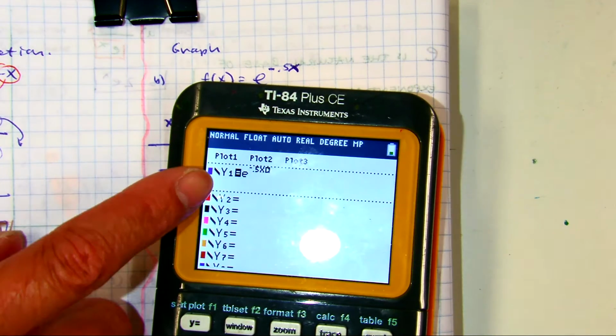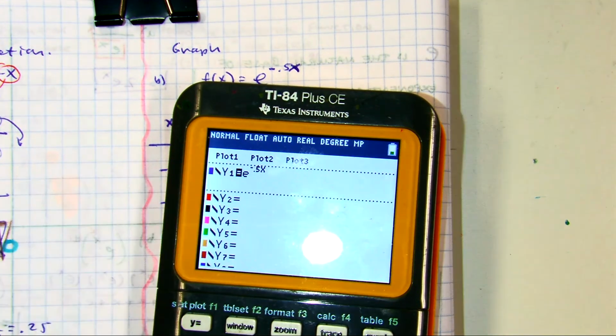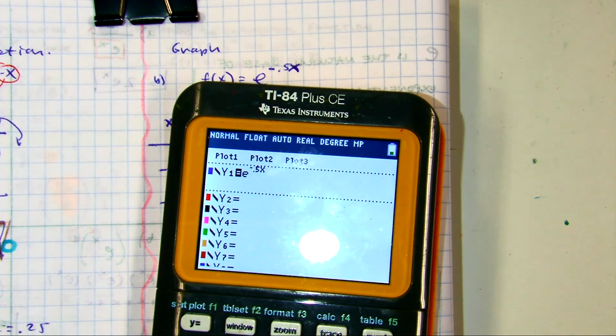Remember, we learned yesterday that e is approximately 2.71. Okay? But do not use 2.71. Just like pi, you wouldn't use 3.14. You would actually use the pi button on your calculator. Okay? So let's go to our table now.